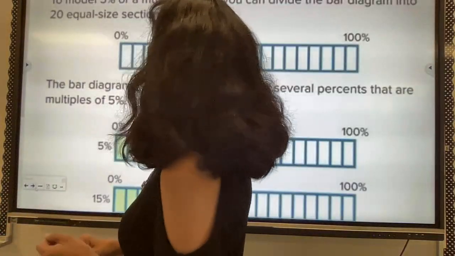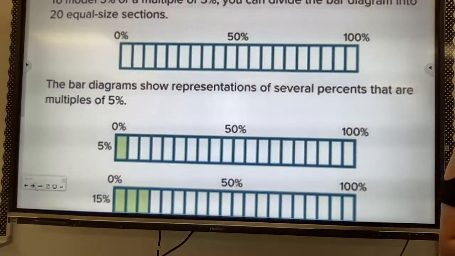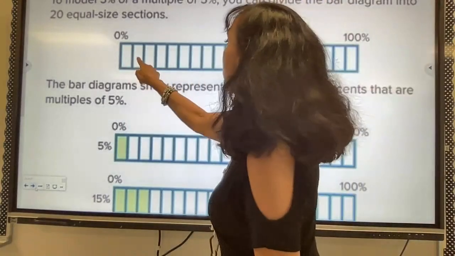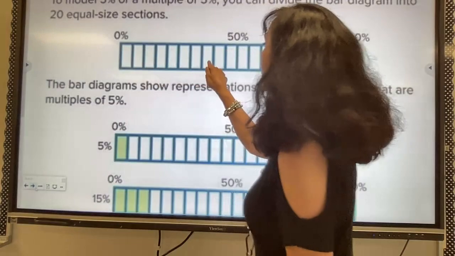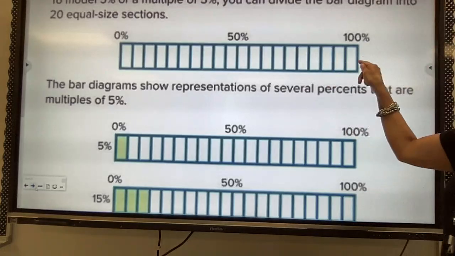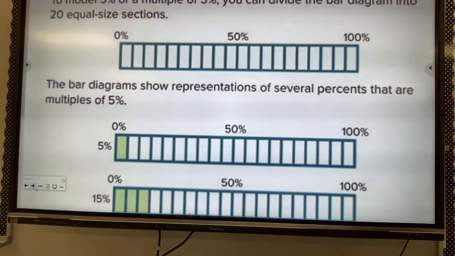So let's look at this one. To model 5%, or a multiple of 5%, you can divide the bar diagram into 20 equal size sections. These are 20: 1, 2, 3, 4, 5, 6, 7, 8, 9, 10, 11, 12, 13, 14, 15, 16, 17, 18, 19, 20. All right, so I divided it into 20 equal sections.